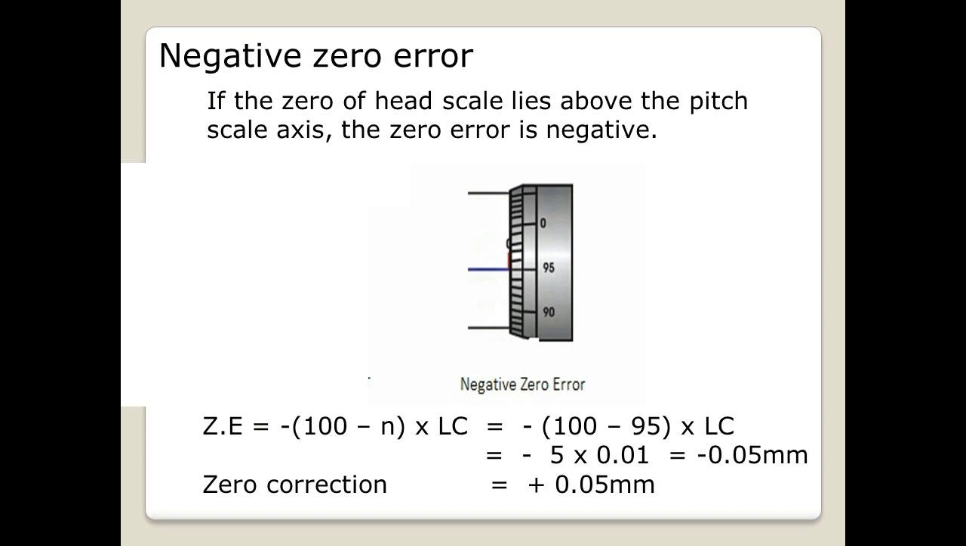Negative zero error: if the 0 of the head scale lies above the pitch scale axis, the zero error is negative. In this figure we can see the pitch scale axis coincides with the 95 of the head scale. So zero error is equal to minus (100 minus n) into least count, where n is 95. So minus 100, the total divisions in the head scale, minus 95, into least count. So minus 5 into 0.01. So minus 0.05 millimeter is the zero error. So the correction is plus 0.05 millimeter.